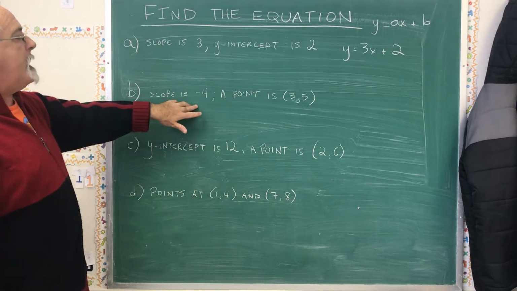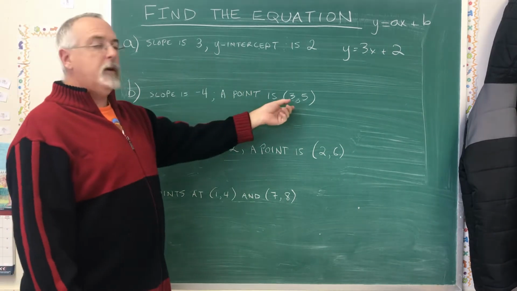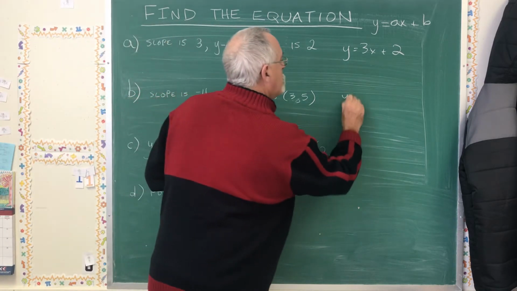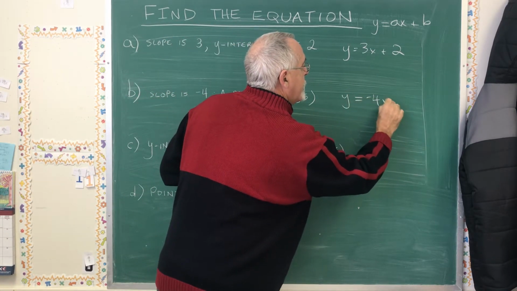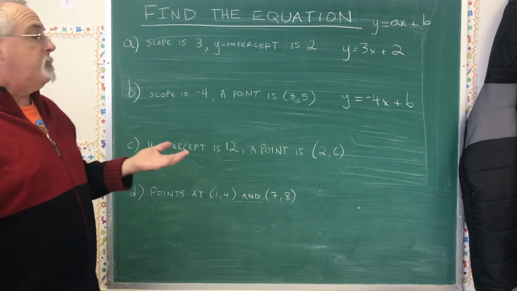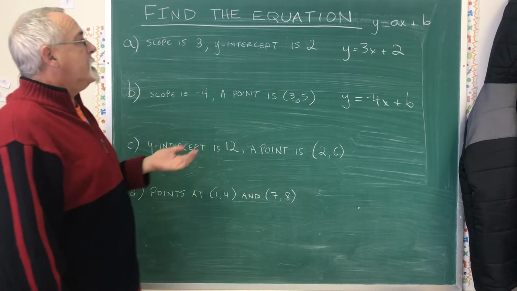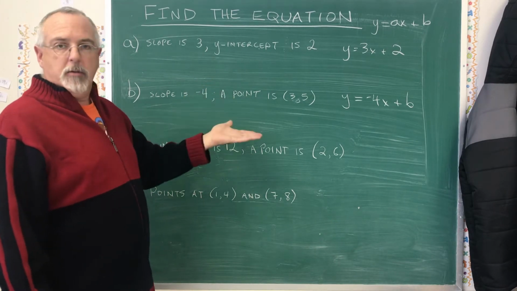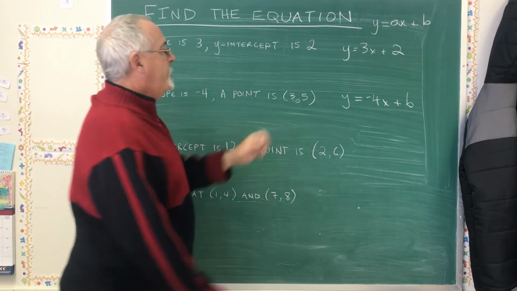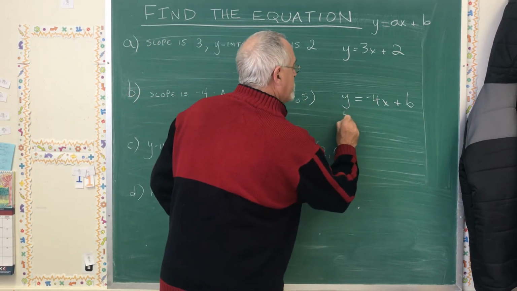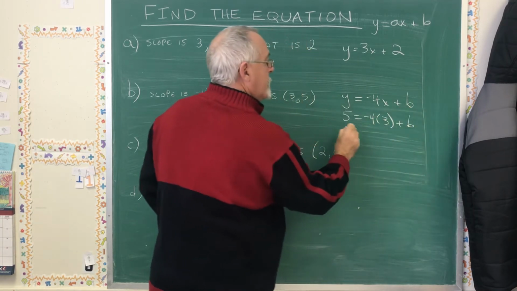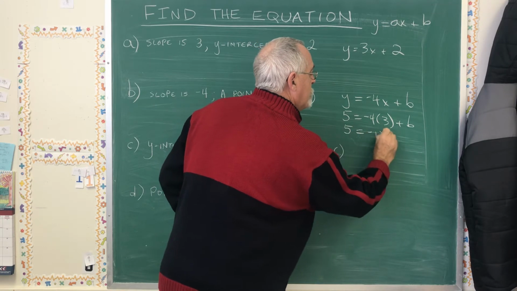Here we're given the slope again, but we're not given the y-intercept. Instead, we're given another point. So since the slope is -4, we know the equation is y equals -4x plus something. And I'll use b as my variable because b is the letter we like to use to show the y-intercept. I can plug this point into this equation. 3, 5 are xy coordinates of a point, so 5 equals -4 times 3 plus b. 5 is therefore equal to -12 plus b.